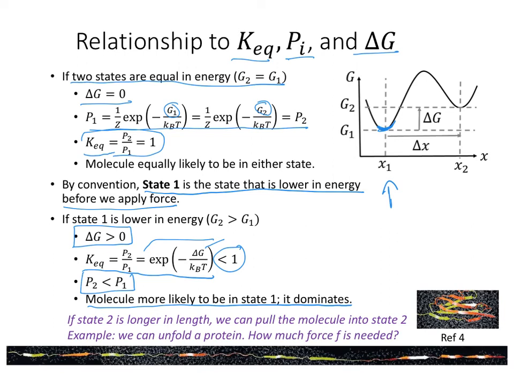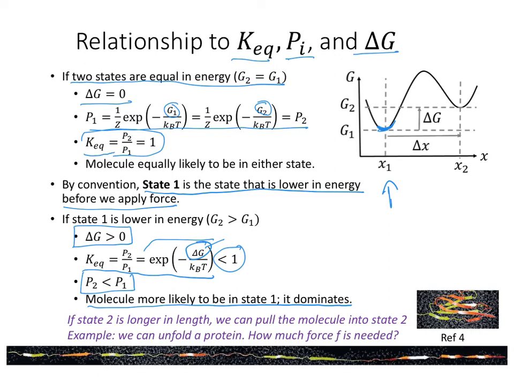But the degree to which it dominates is determined by this delta G. If it's only on the order of thermal energy, they're fairly similar in frequency or probability, so it doesn't dominate that much. But when it gets to be many kBT, it's overwhelmingly in state 1.